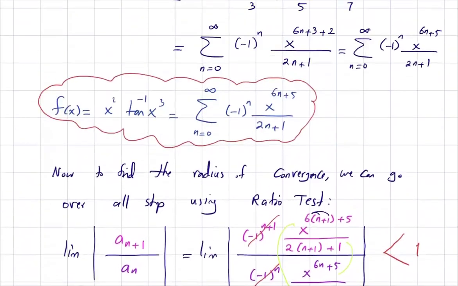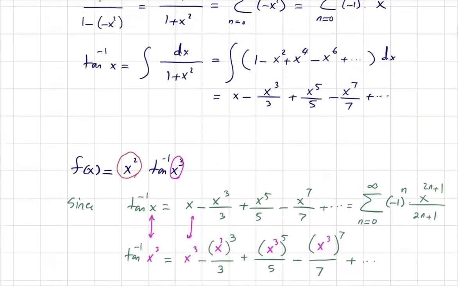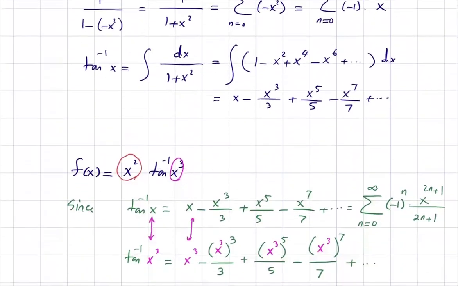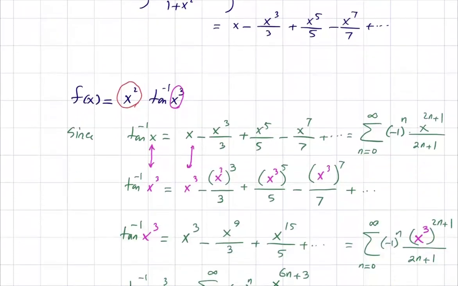So to summarize and recap what we did, we had this function. This is our function x squared, inverse tangent of x cubed. We already know the behavior of inverse tangent of x, which is x minus x cubed divided by 3 plus x to the 5 divided by 5 minus x to the power 7 over 7, which in series notation is the summation of -1 to power n, x to power 2n plus 1 over 2n plus 1.